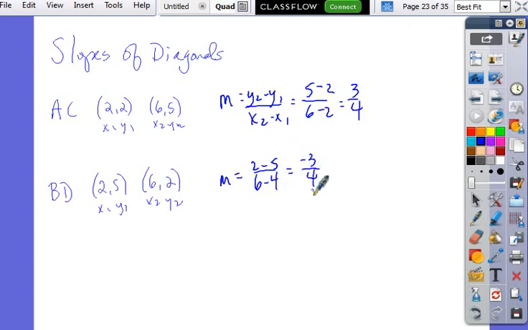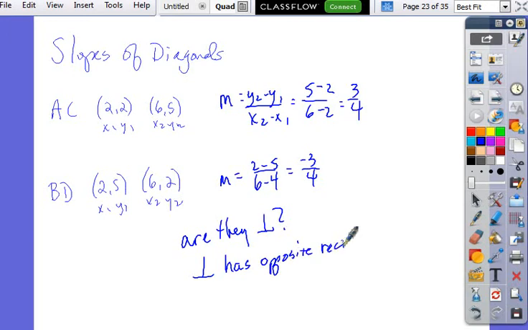All right, what you're checking for on the slopes of the diagonals is, are they perpendicular? Now, how do I know if something's perpendicular? Well, perpendicular has opposite reciprocals. Do we know what that means? One's negative, one's positive. And opposite reciprocals will be something like this: 2 over 3 and negative 3 over 2. That would be opposite reciprocals. So you swap the sign and swap the top and the bottom part of the fraction.